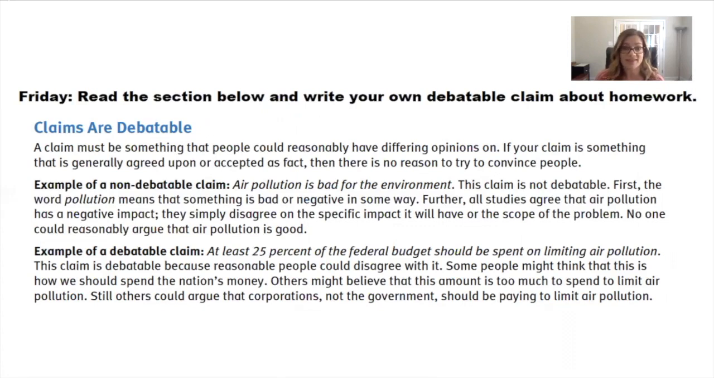Some people might think that this is how we should spend the nation's money. Others might believe that this amount is too much to spend to limit air pollution. Still others could argue that corporations, not the government, should be paying to limit air pollution. All of those factors make this a debatable claim, right? Versus our first one, which was not debatable. Right? So for you, you are going to write your own debatable claim about homework.